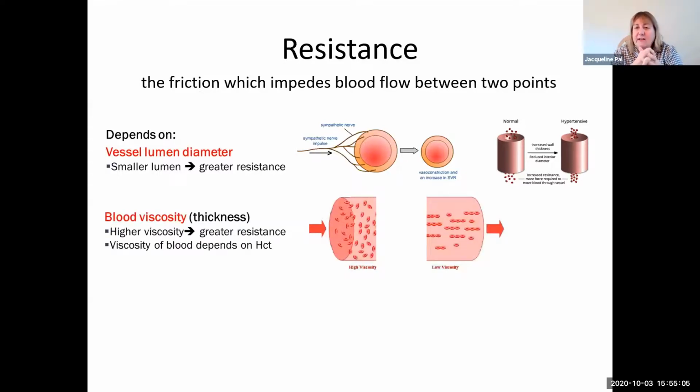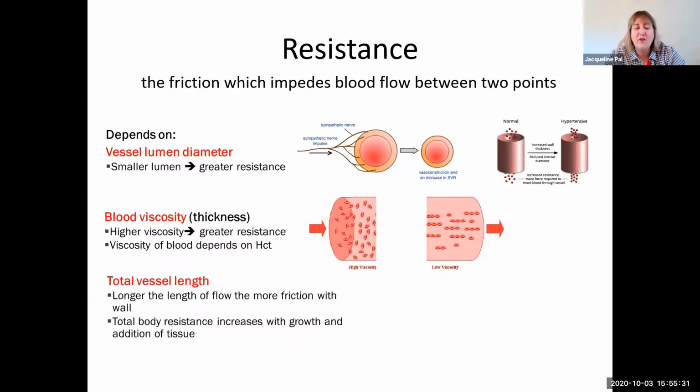The second factor has to do with the viscosity of the blood. And the viscosity, if you recall how we measured this, is by looking at the hematocrit. So the higher the hematocrit is, once you're at the upper levels of normal or higher, the greater the resistance. And the lower the hematocrit is, in the bottom range of normal and lower, the less the resistance.